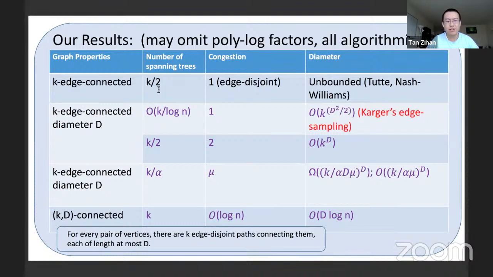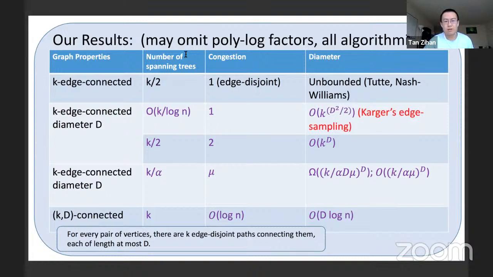And lastly, we consider a special case where a graph is KD connected. Specifically, if for every pair of vertices, there exist K edge disjoint paths connecting them, and each has length at most d, then we say that the graph is KD connected. In this case, the packing result is much stronger. We can find a set of K spanning trees with congestion log n, and each has diameter at most d log n. So there's no exponential dependence on d.